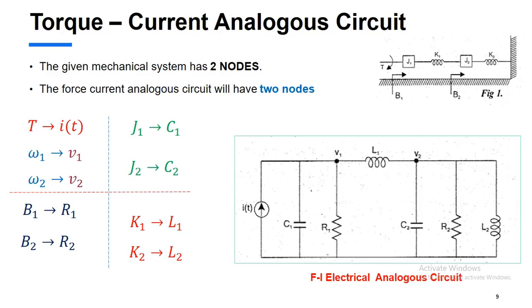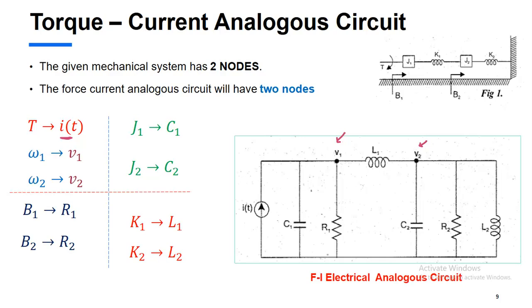Now, let us discuss the torque-current analogous circuit. In the mechanical system, we have two J's, so we find two nodes, node 1 and node 2, whose voltages are represented by V1 and V2. The input torque is represented by the current source in an electrical system. Angular velocities are equivalent to voltages. There is no change in the dashpot, whereas J is mapped with a capacitor and K is mapped with an inductor.